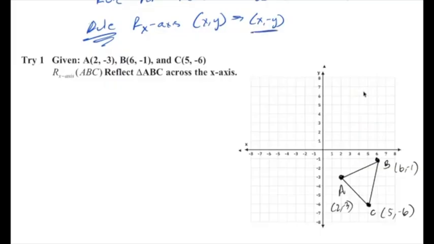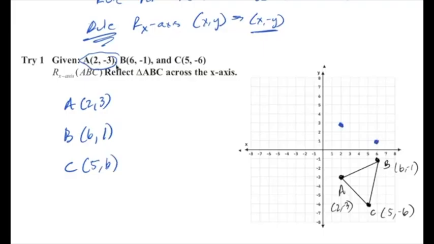Or you can use a rule. And the rule is you look at these points, and all we're going to do is change the y. In this case, -3 turns into 3. B, 6, -1 turns into 6, 1. And then C, 5, -6 turns into 5, 6. Works the same way. And if we connect these points, we have our new graph. Don't forget to label it A prime, C prime, and B prime. That's how you reflect across the x-axis. You change all the y's.